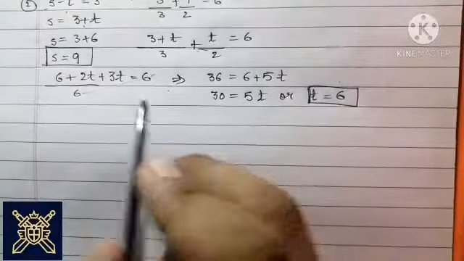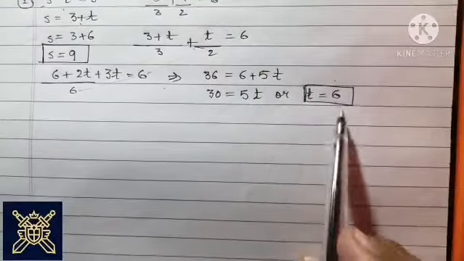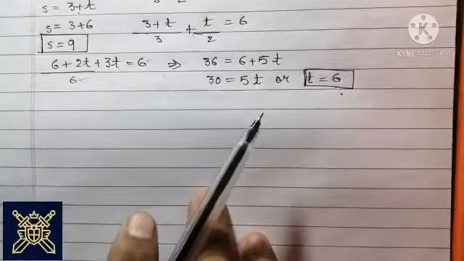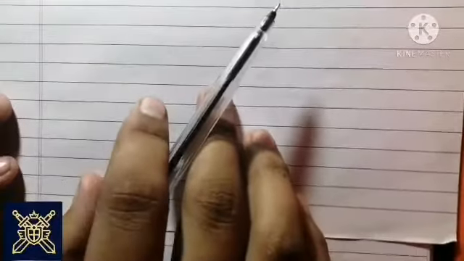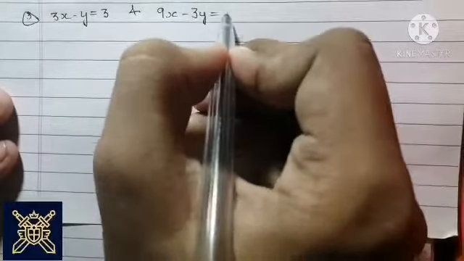So again we have found the value. s is equal to 9 and t is equal to 6. Let's move on to the third part. In the third part, the given equations are 3x minus y is equal to 3 and 9x minus 3y is equal to 9.